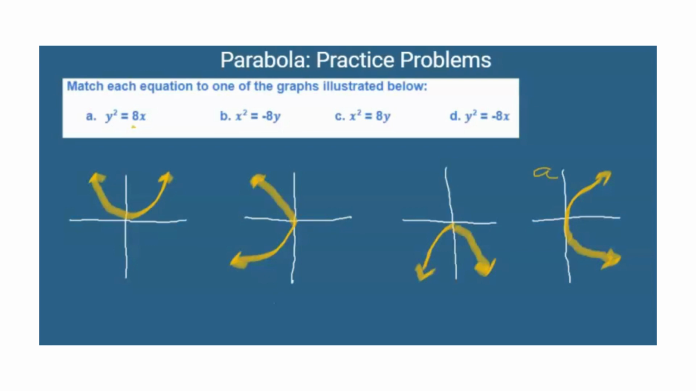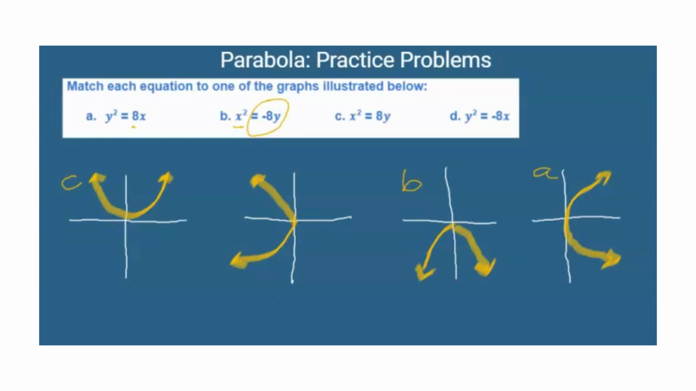Next, letter B, x squared equals negative 8y. If we have x squared, that's a parabola that's opening up or down, and your p is negative. So therefore, it's a parabola opening downwards. So this is B. Next, C. So x squared equals 8y. It's the opposite of B. So therefore, this is C, the first one.